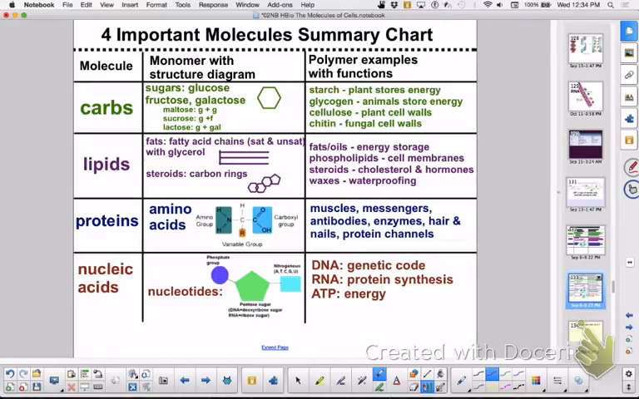So ATP is a nucleic acid, but it's not a nucleotide? No, it is a nucleotide. All nucleic acids are built out of nucleotides. It's just one nucleotide, and it's base, sugar, phosphate, phosphate, phosphate. Are we good on that?